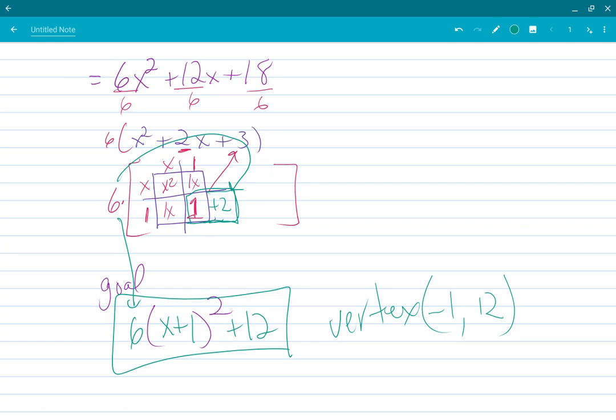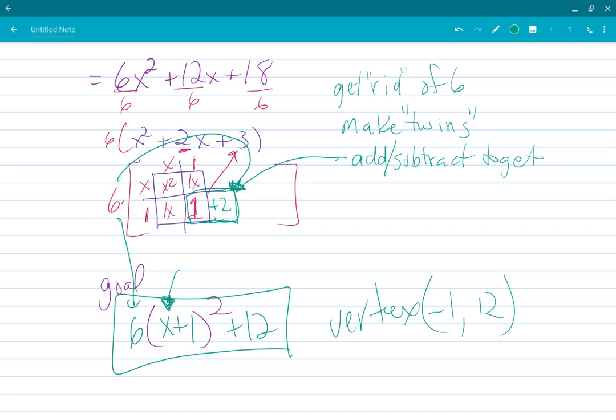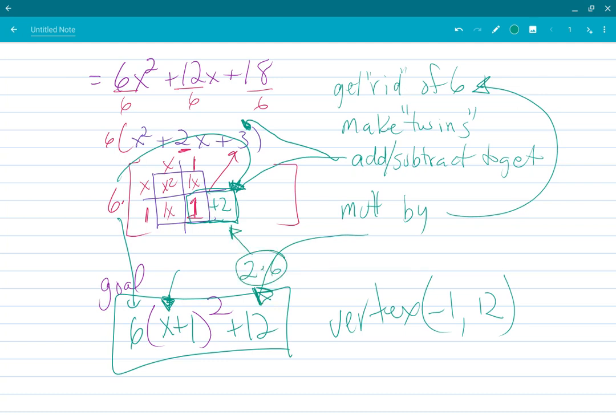So first step, get rid of the 6, right? Why do you want to get rid of the 6? Because you want twins with no numbers, right? Second step, make twins. Third step, add or subtract something to get this number. And the last step is multiply that number by whatever you divided by, by 6. And then that's going to be the number that lands right here, which was 2 times 6. This one.